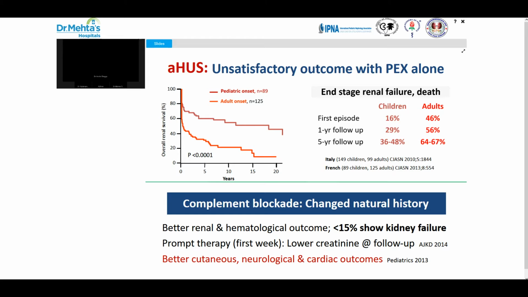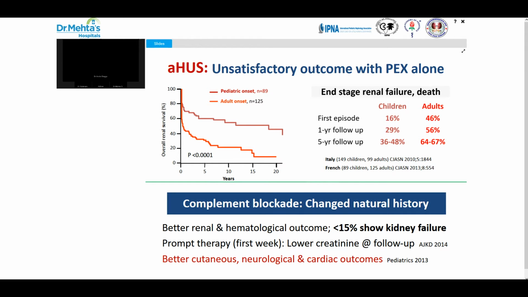The overall outcome is that more than 85% of patients show good outcomes. So do remember this figure of less than 15%; about 10 to 15% go on to kidney failure. So clearly this single drug that has been available has changed the outcomes. And there is data that the earlier you begin therapy, the better the outcomes.